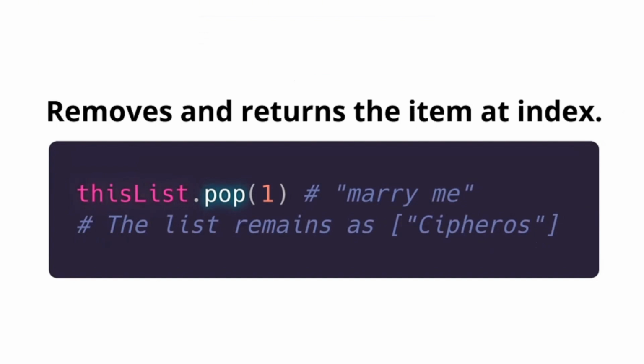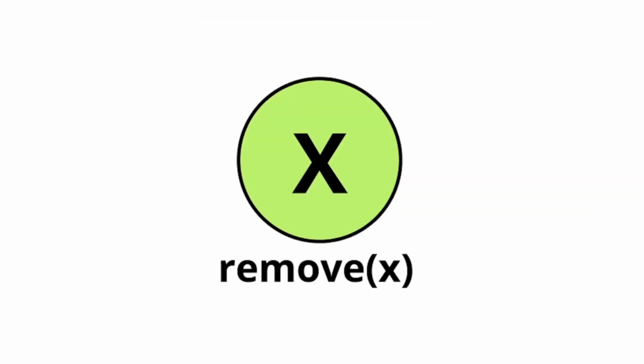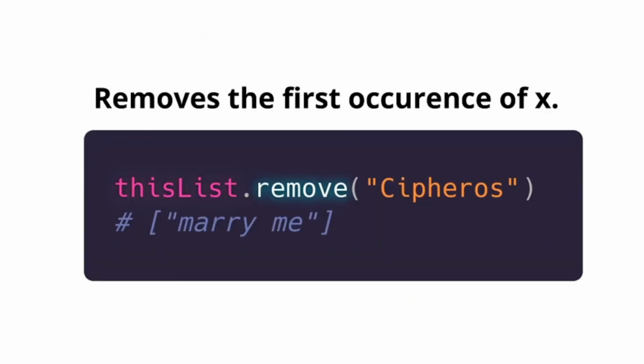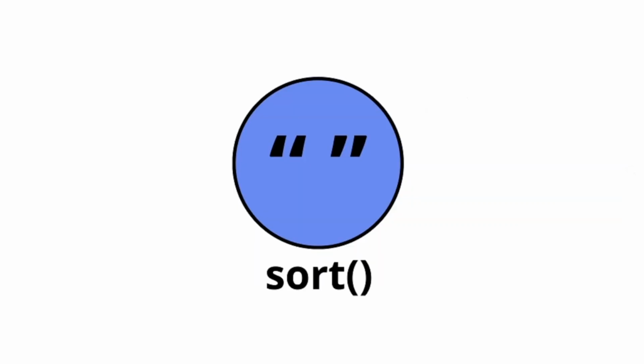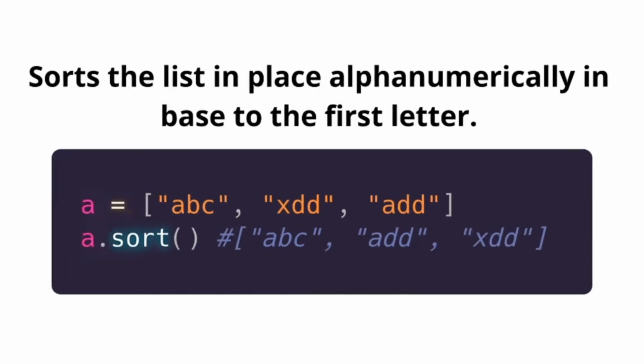About remove, which is also used in sets, by the way, this is not exclusive to lists. It removes the first occurrence of x. Now with sort, basically what it does is just sort the list in place alphanumerically. Here you have the example. Notice that ABC and ADB share the first letter.